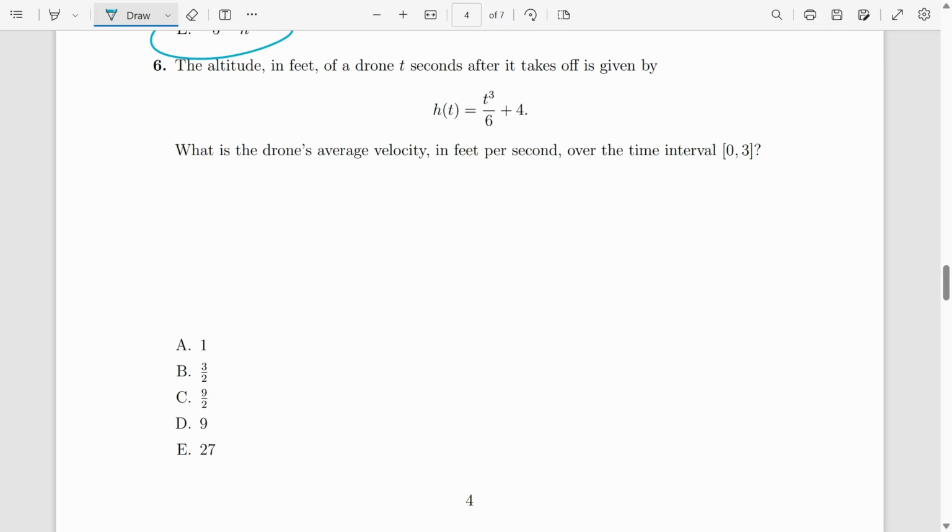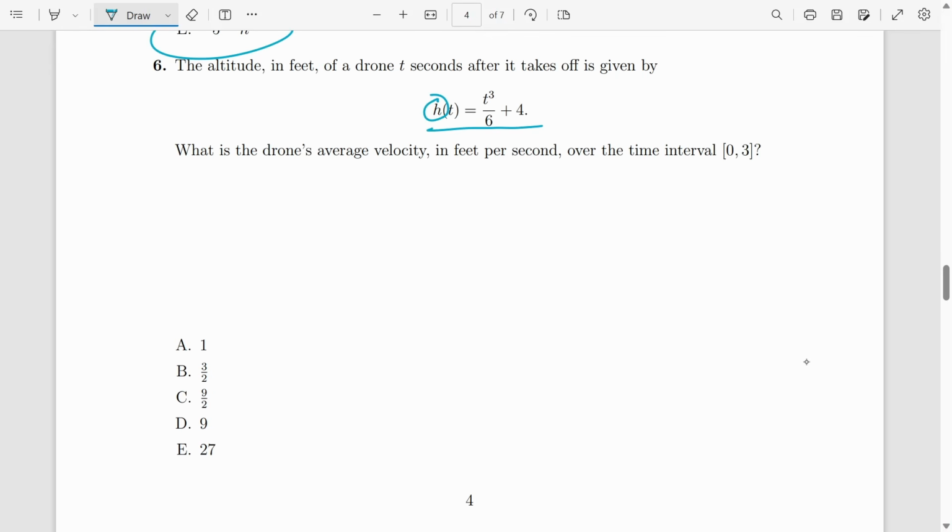Okay, question 6. All right, we get to do derivatives here. This might be your first derivative on these problems. So the altitude of a drone t seconds after it takes off is given by this function. I guess they used h instead of f, like f of t, because it stands for height.